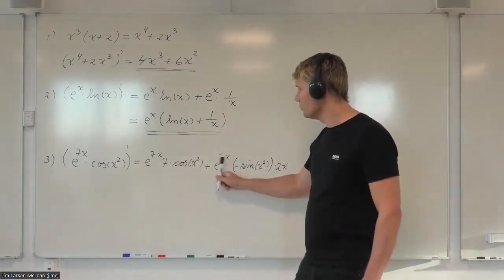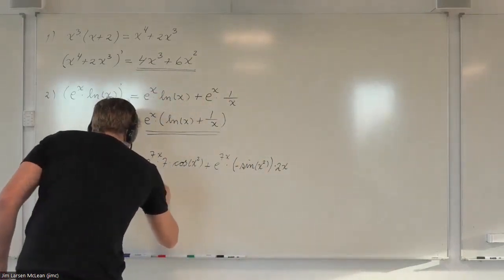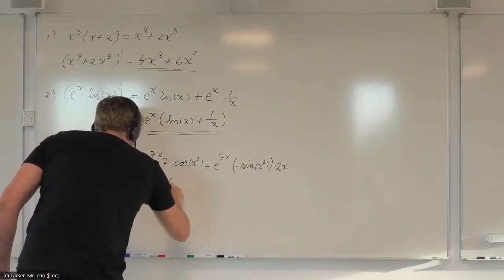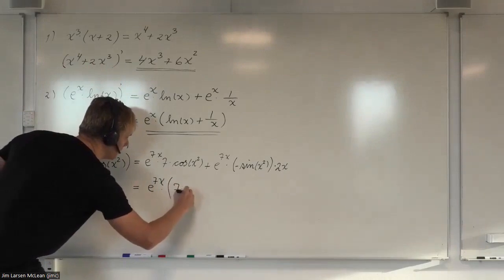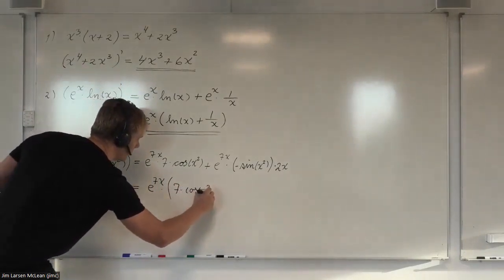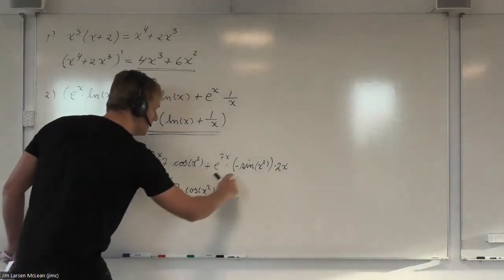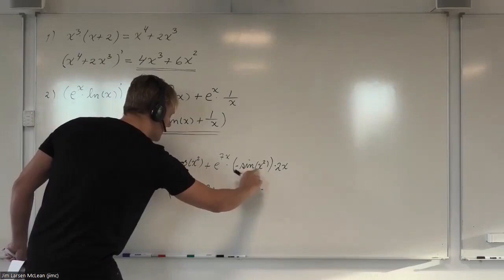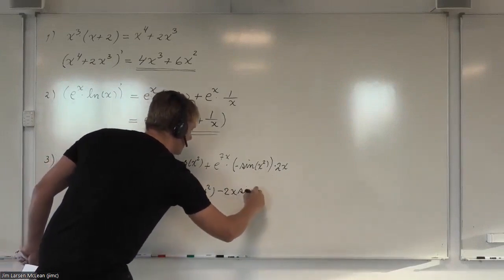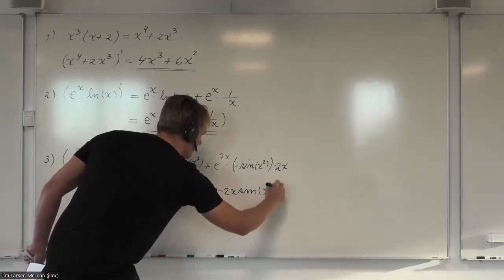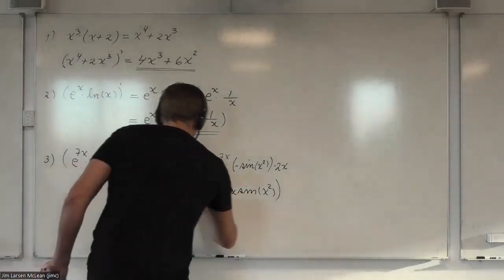And now I see e to the 7x as a common factor because it appears in both terms. So I can factor it out if I want to. It's not necessary, but it can make it look a bit nicer. What is left? There is 7 cosine of x squared, and over here, there's minus 2x sine of x squared. And then it's done. So that was exercise 3.